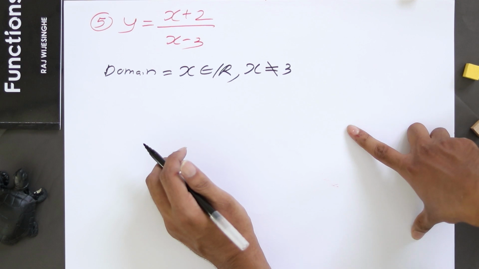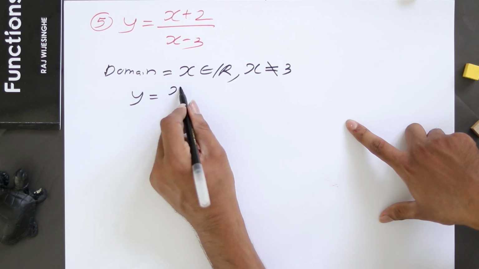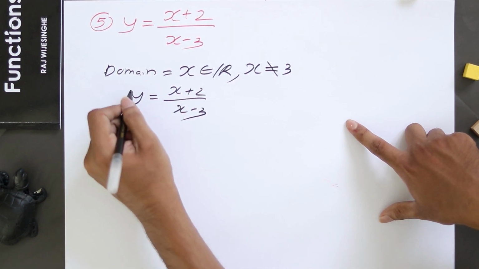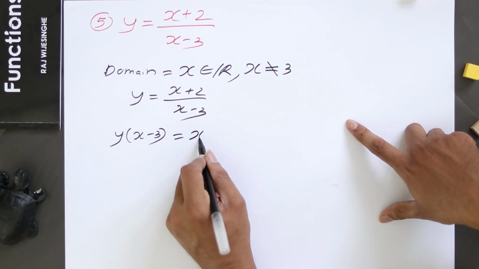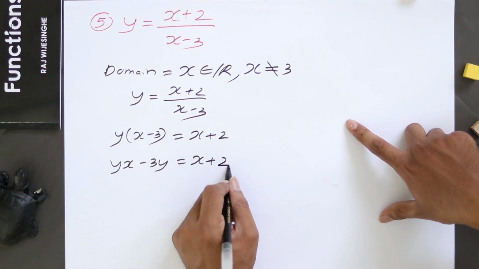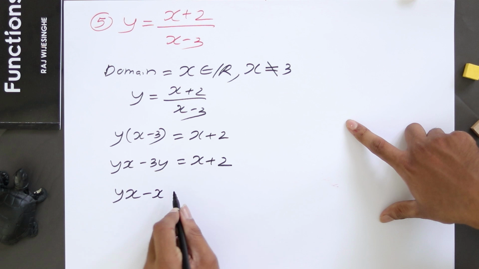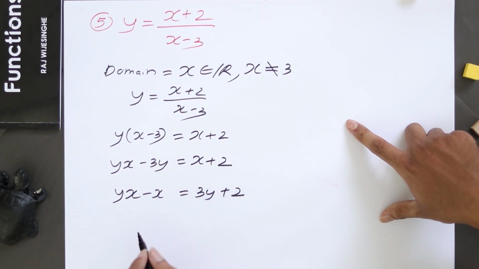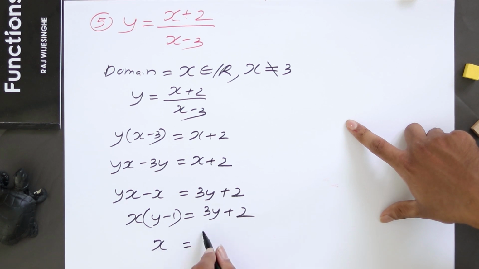So to find range, first of all you have to subject x. Now let's see this function, x plus 2 over x minus 3. Now x minus 3 goes to the other side, it is y times x minus 3 equals x plus 2. So opening the brackets, yx minus 3y equals x plus 2. Then x will be taken this side and minus 3y goes the other side. Yx minus x equals 3y plus 2. Then x taken out, it is x times y minus 1 equals 3y plus 2. Then x equals 3y plus 2 over y minus 1.